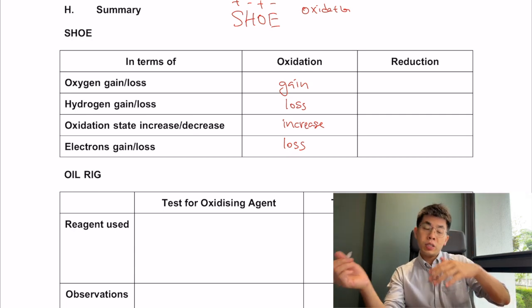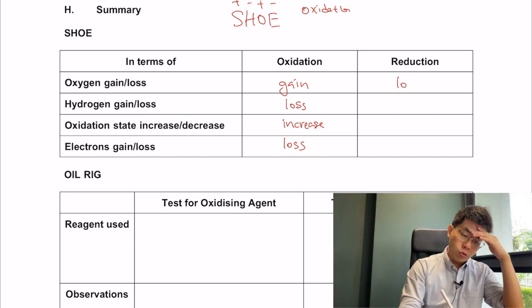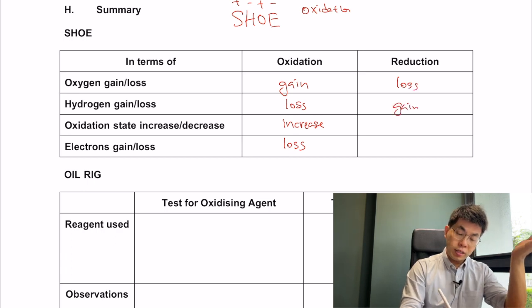So reduction is the opposite of oxidation. So opposite of gain is lose. Opposite of lose is gain. Opposite of increase is decrease. And opposite of loss is gain.